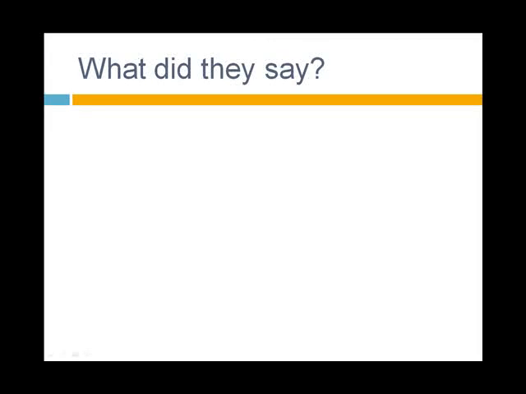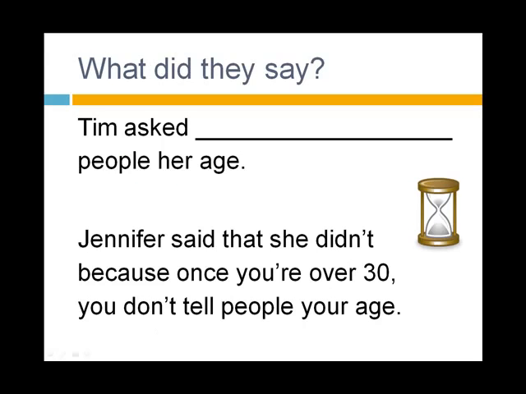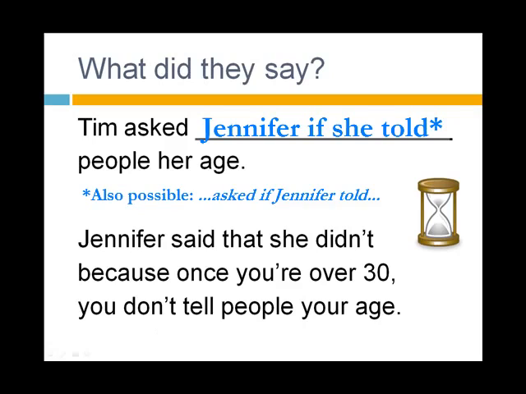What did they say? Here are their words. How will you report the question? Tim asked Jennifer if she told people her age. Jennifer said that she didn't because once you're over 30, you don't tell people your age.